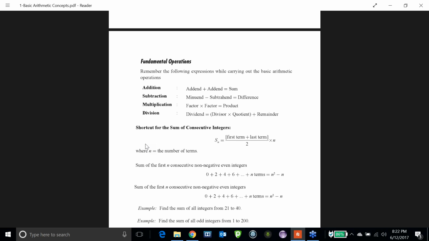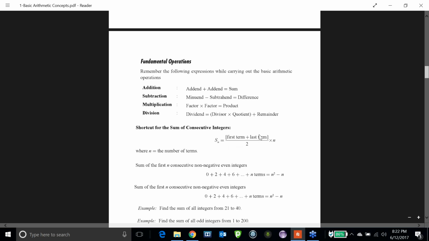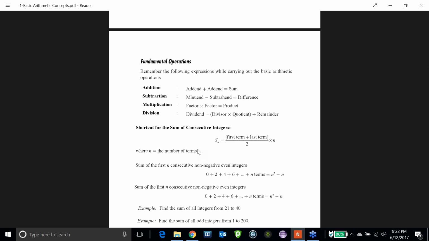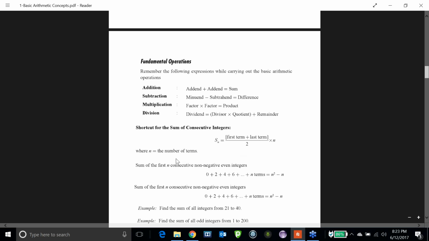So this is the formula: Sn is equal to first term plus last term by 2 into n, where n represents the number of terms. For example, what is the sum of all the numbers from 1 to 100, like 1 plus 2 plus 3 and so on till 100? So what is the first term in it? 1. And what is the last term in it? 100. So (1 plus 100) by 2 into 100, which is nothing but 5050. In the same way, you can use these formulas.